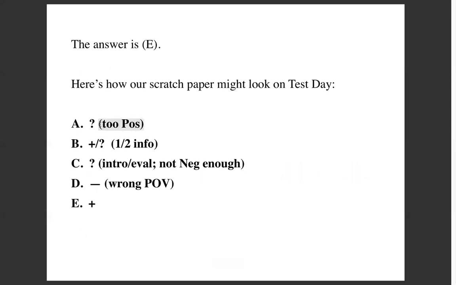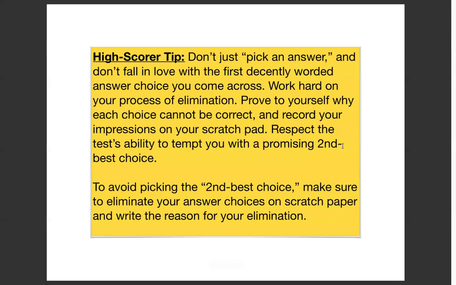Here's an example of how maybe your scratch work might look on test day. What I have in the parentheses here, like too positive, half info, intro eval, not neg enough, obviously that's just my own specific thought process. Yours doesn't have to look exactly like this. I would highly recommend, though, that for every RC question, you're writing out A, B, C, D, E, and you're at least putting some marks, whether it's plus, minus, question mark, some sort of process of elimination where you're not just crossing off the letter, but you're actually making a note of your impression of each answer choice as you go through it.